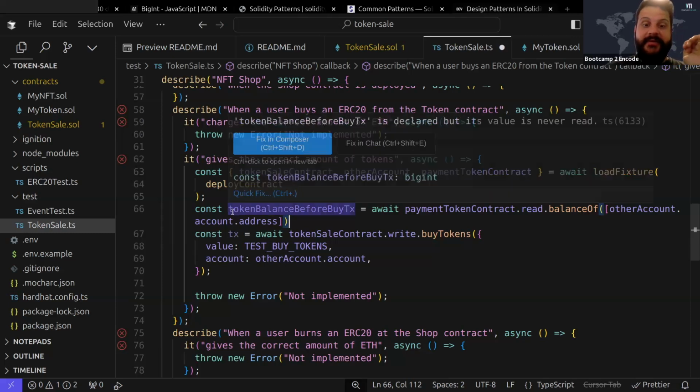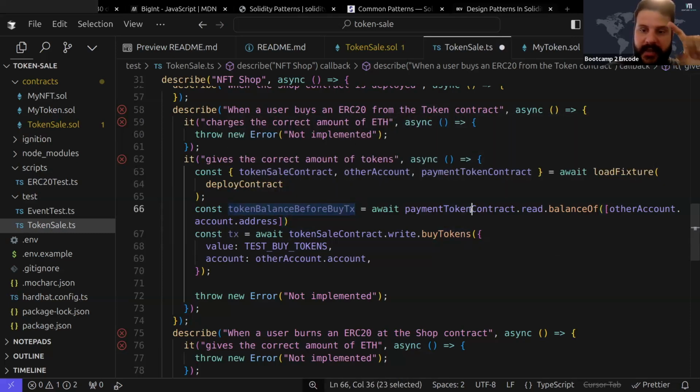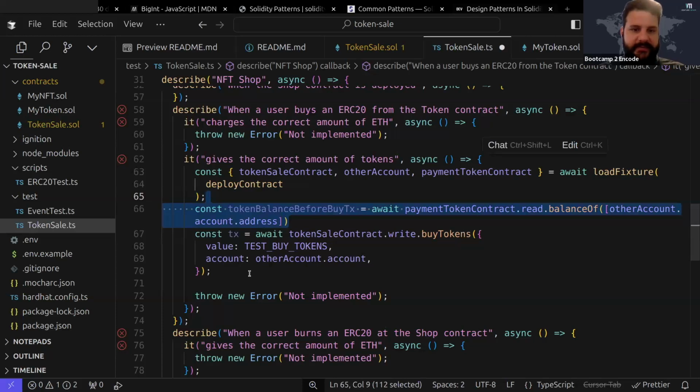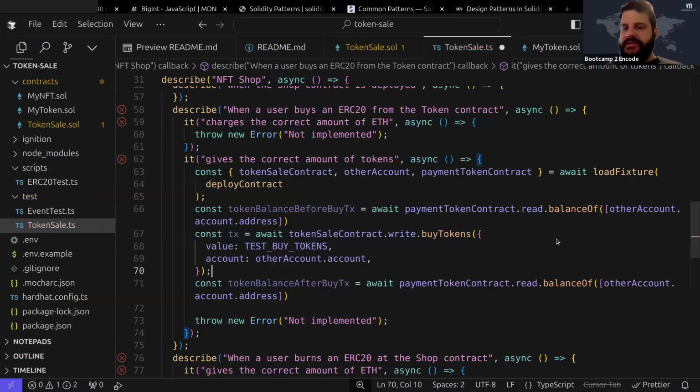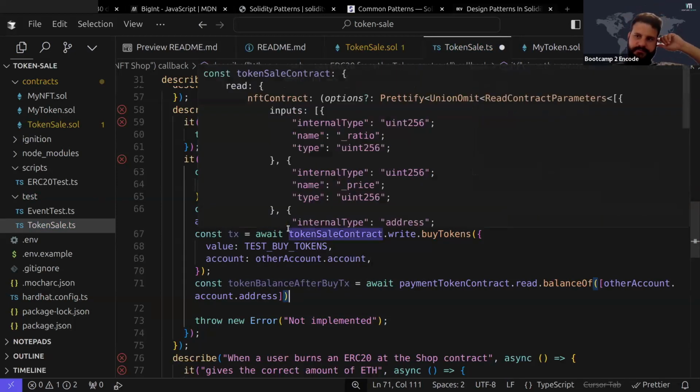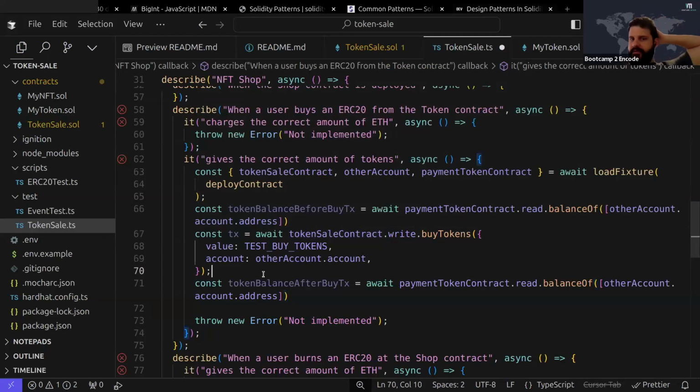So we are going to pick the token balance before by picking the payment token contract and reading the balance of this account on it. And the balance after the buy transaction, it is just calling it again. So I'm going to have this transaction before, this transaction after.